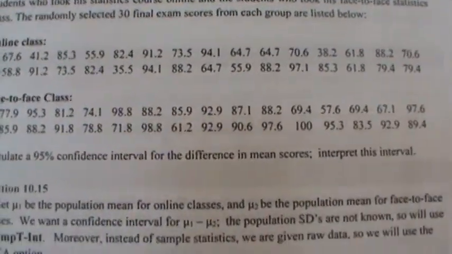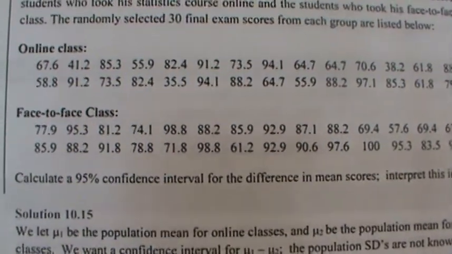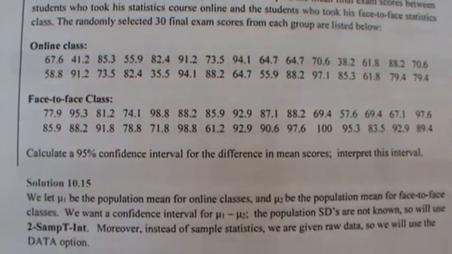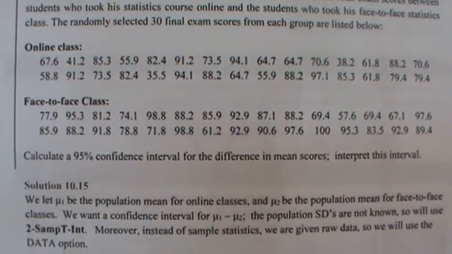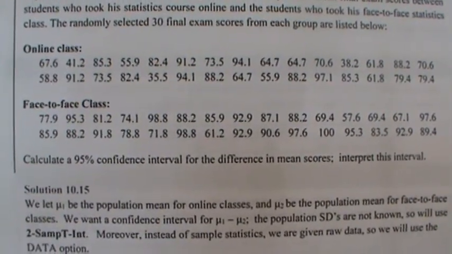So it says a professor at a large community college wanted to compare the mean final exam scores between students who took his statistics course online and the students who took his face-to-face statistics class. The randomly selected 30 final exam scores from each group are listed below. So here are the numbers. And this is also on page 418 of the textbook. Okay, so if you want to pause it and write these numbers down, go for it.